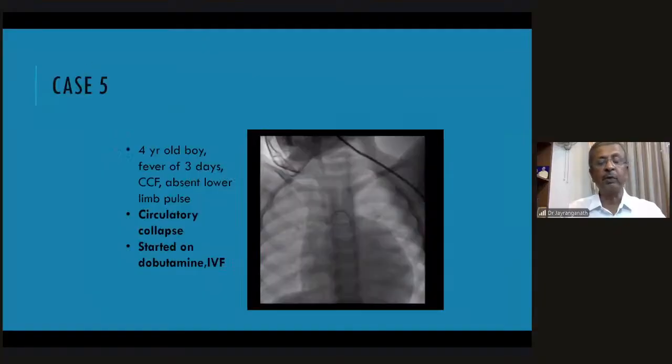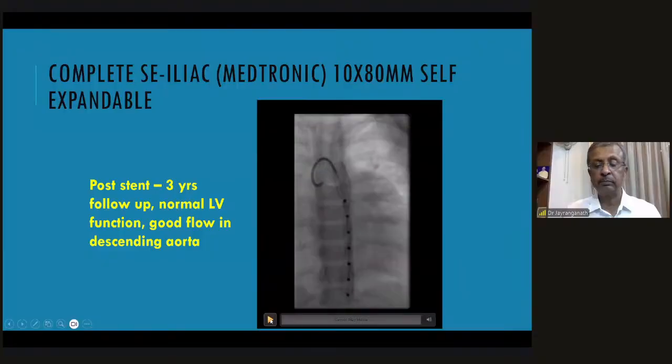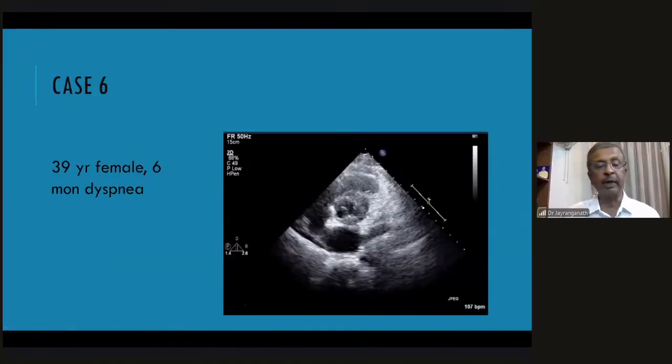So this is a 4-year-old boy. Just to emphasize that aortoarteritis is not only in the old age or in the teenage. The video is not playing, sorry, it doesn't matter. So this is a 4-year-old boy who had aortoarteritis. So we had to rehabilitate the whole of the aorta.